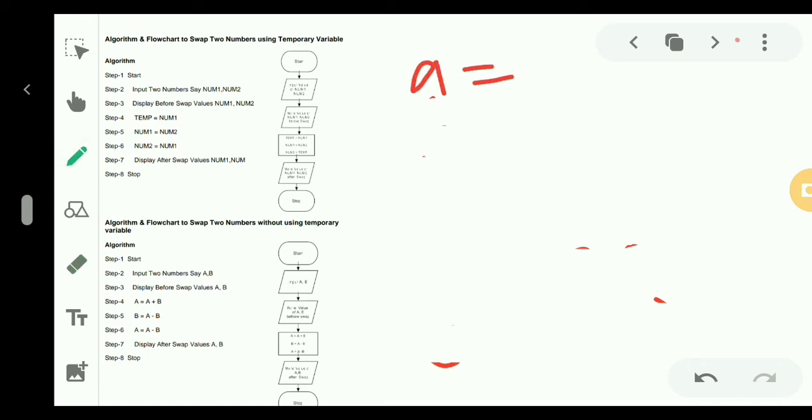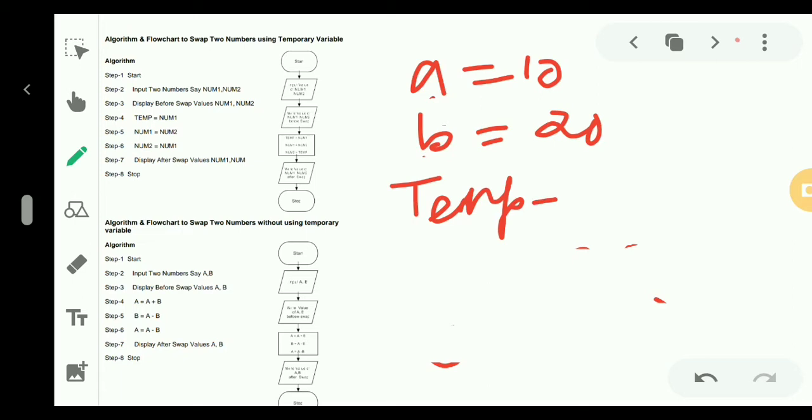Suppose A has the value 10 and B has the value 20. I can take another variable for the swapping purpose, called TMP, temporary. Previously there is nothing in the temporary variable. Right now I am storing the value of A in temporary. It means the temporary variable now has the value 10. Clear?